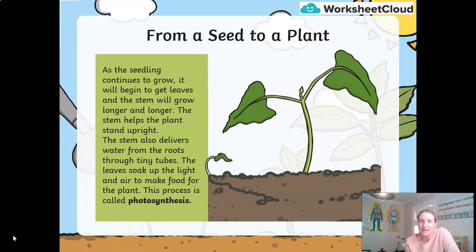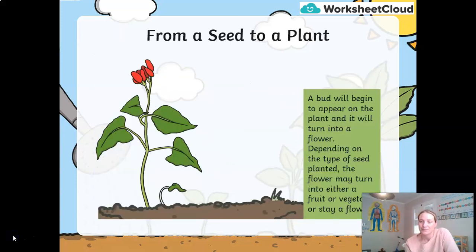At the same time, the leaves start to develop and begin to unfold. If you've ever seen a seedling, the leaves actually start almost folded in, and then they start to unravel. And that's important because now the plant needs to make its own food, and it does that through the leaves using photosynthesis.